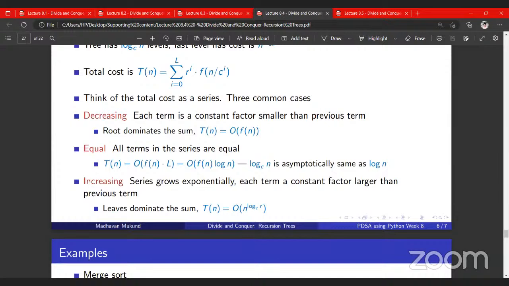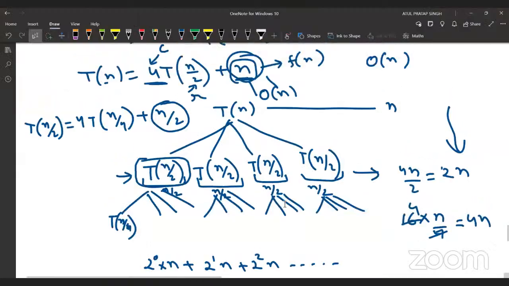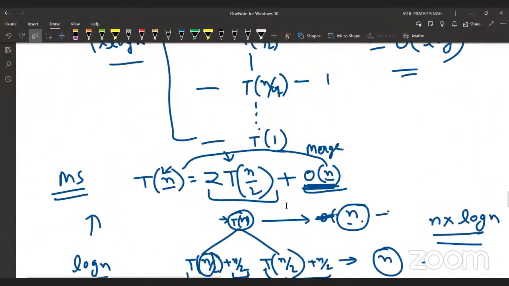In the case of the Karatsuba algorithm, the number of operations increases exponentially. At that time we can use this formula, n to the power log c r. So what is the value of c? What is the value of r? I have written it on the page.